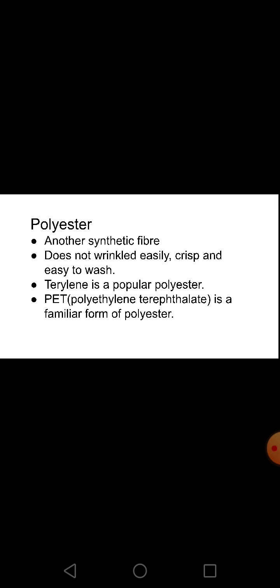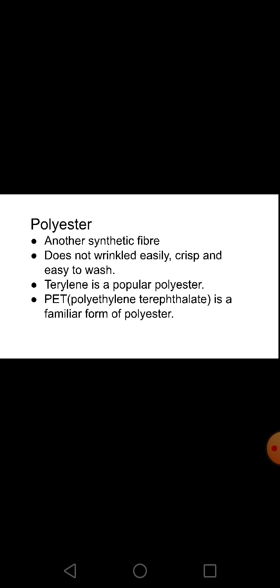Next, we are going to learn about another synthetic fiber. It is polyester, another famous synthetic fiber. A fabric made from synthetic polyester does not wrinkle easily. It remains crisp and is easy to wash. Because of these properties, it is very popular for making dress materials. A popular polyester is terylene. Another one is PET. PET means polyethylene terephthalate. It is a very familiar form of polyester, and its uses are for making bottles, utensils, films, wires, and many other useful products. So that is about polyester.